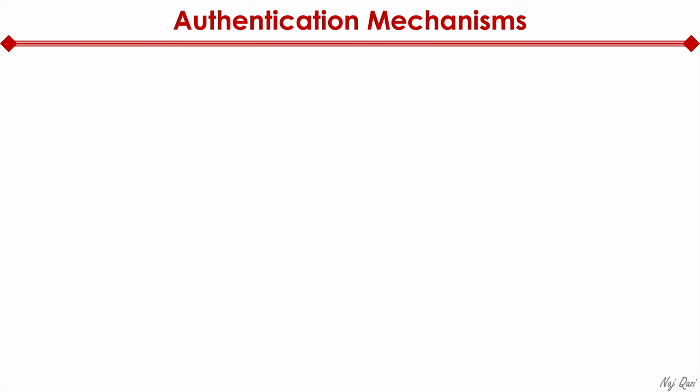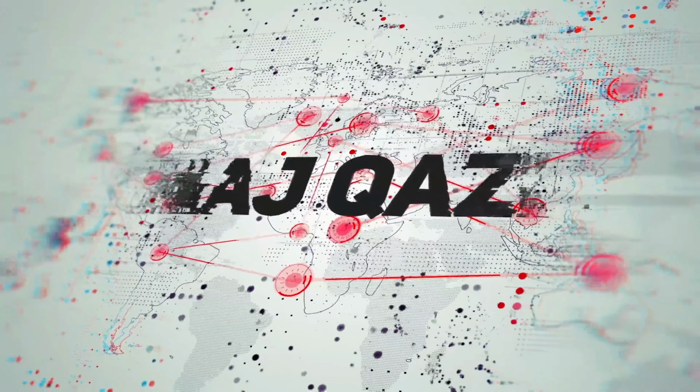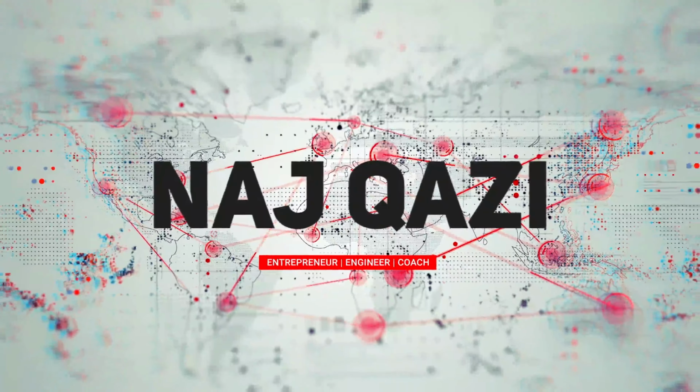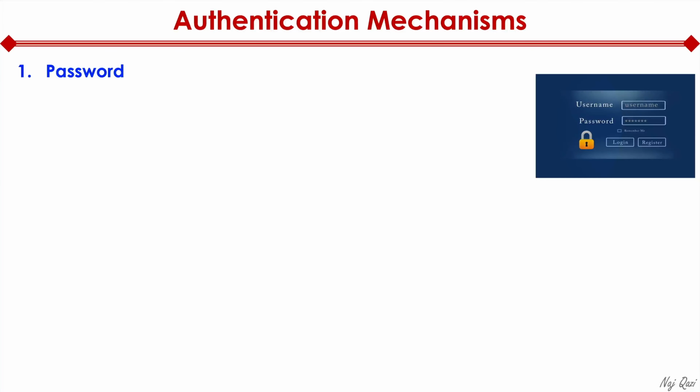Now let's look at authentication mechanisms. So the most basic rudimentary form of authentication mechanism that's been around since the 1980s is a password. So what you have is a combination of a username and password.